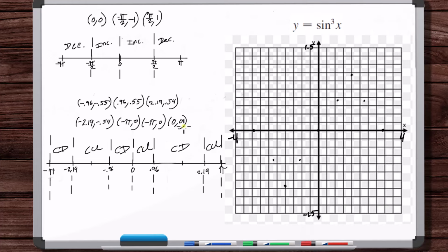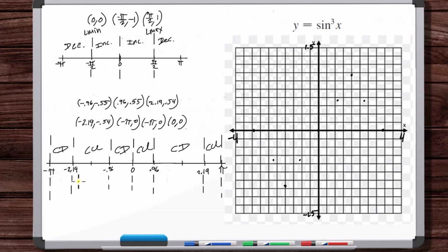Okay. So, next, what are the local maxes and mins and the inflection points? Well, this function is continuous everywhere, so for local maxes and mins, we just check at what critical points the first derivative changes from positive to negative or negative to positive. So here it goes from decreasing to increasing. This is a local min. Increasing to increasing, that doesn't change. Increasing to decreasing, this is a local max.